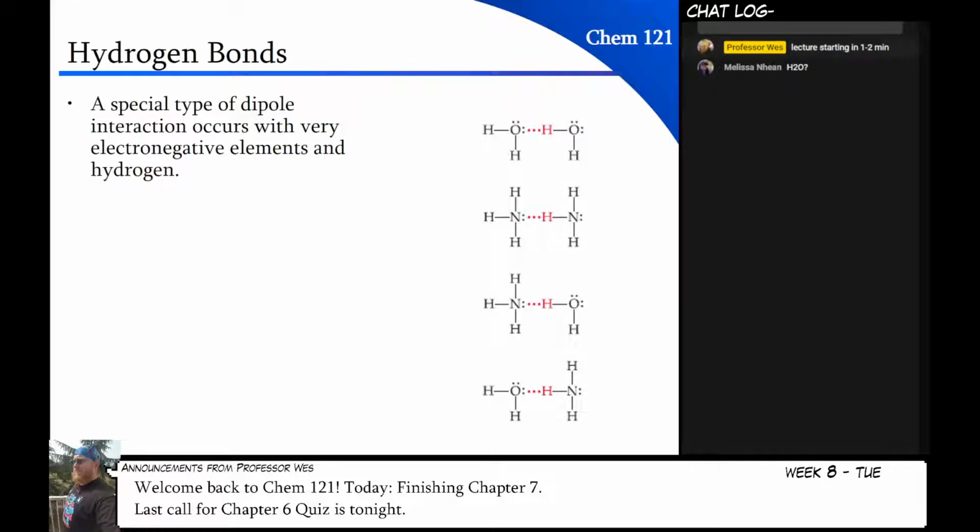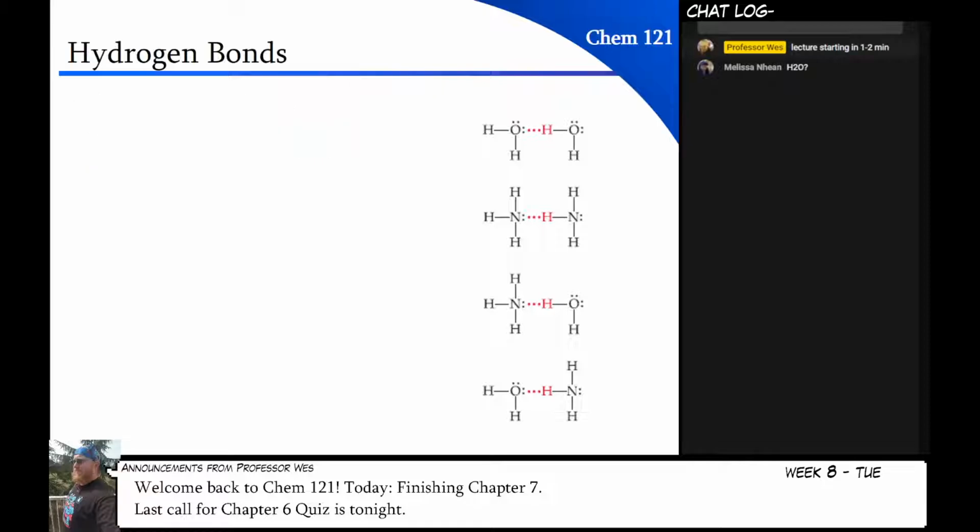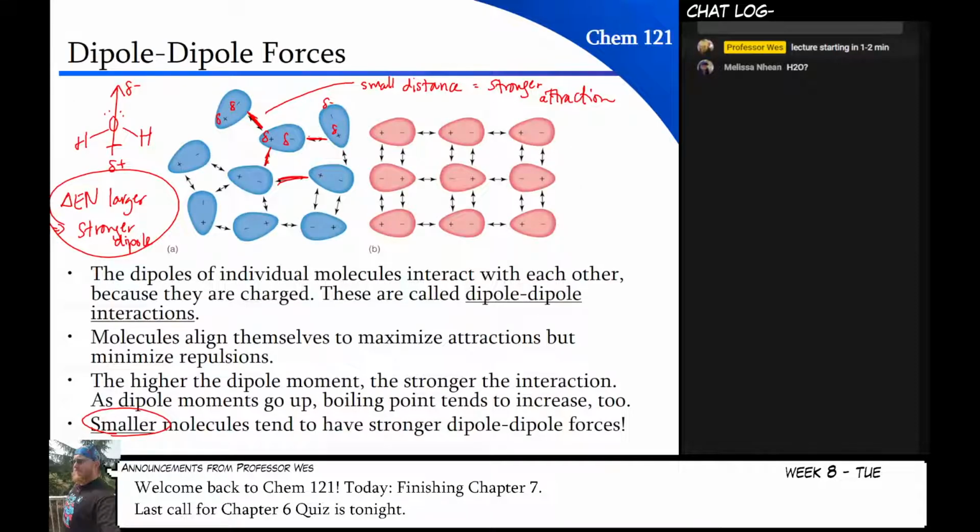And that's where you get this type of interaction. This is called a hydrogen bond. Whereas the previous interactions on this slide were just any dipoles that we want. That's why they're called dipole-dipole interactions. I don't know if I actually said that, but there you go.